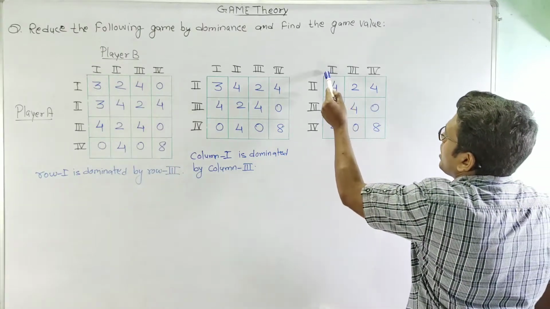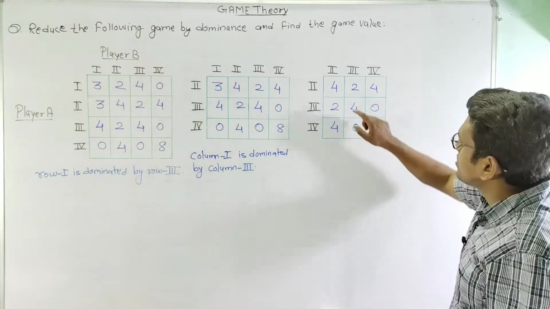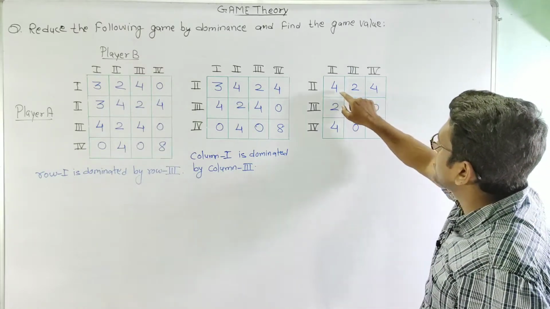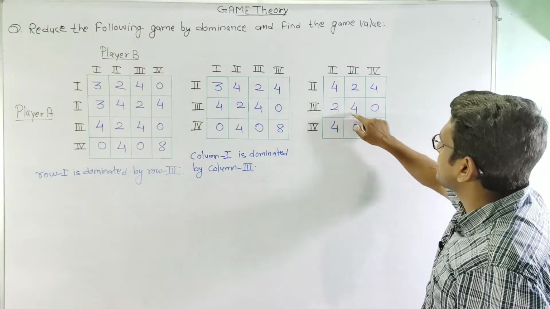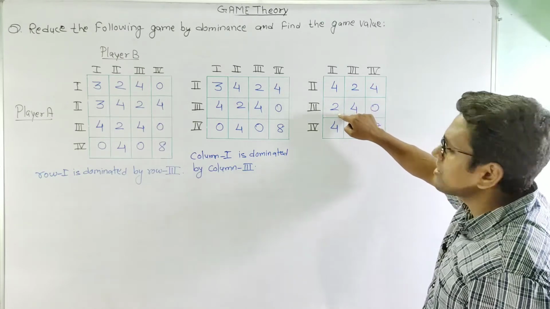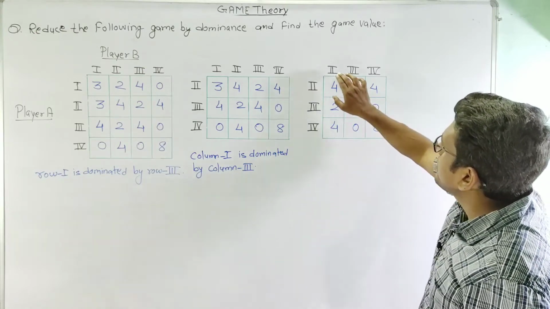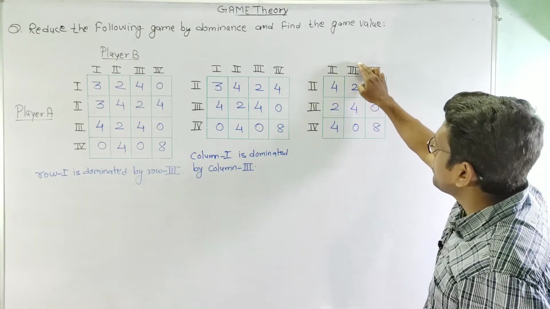Now let us compare column 2 and column 3. So this is 4, this is 2, so this one is greater. This is 2, this is 4, this one is lesser. So this is greater, this is lesser. This shows that there is no dominance between column 2 and column 3.